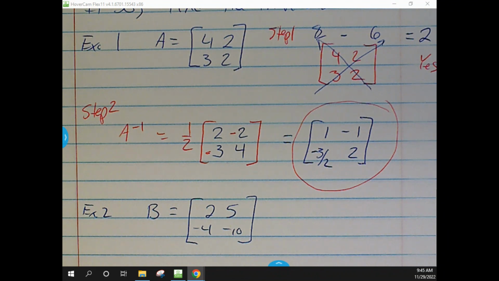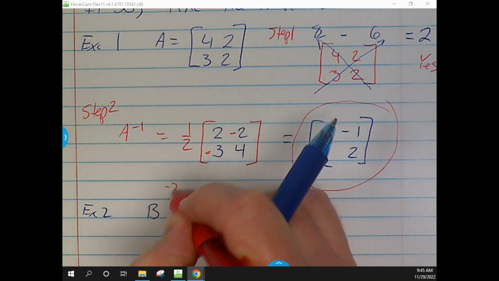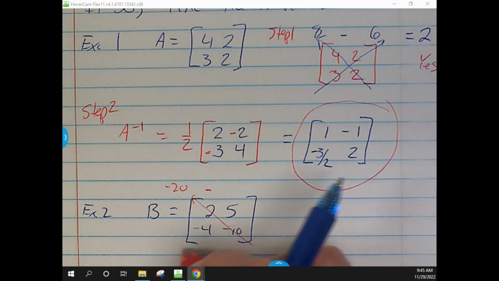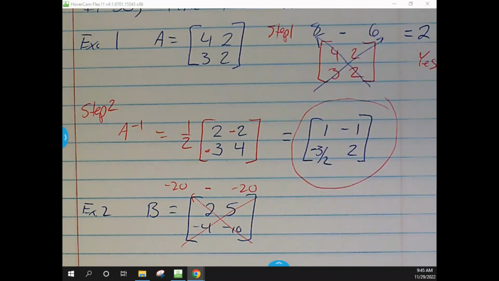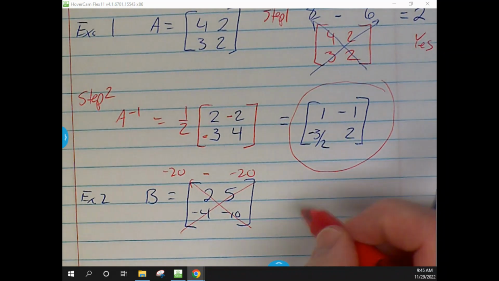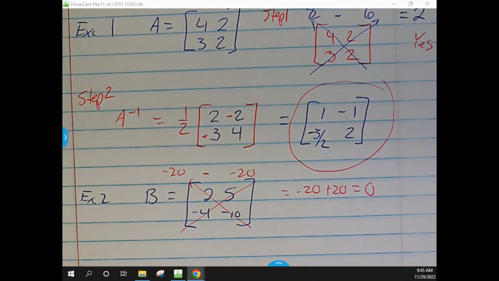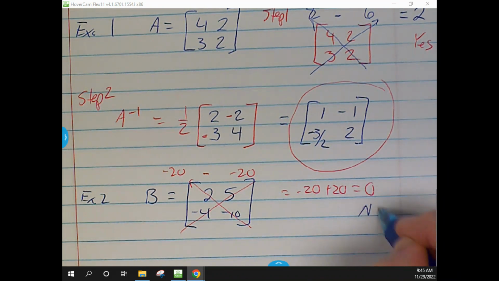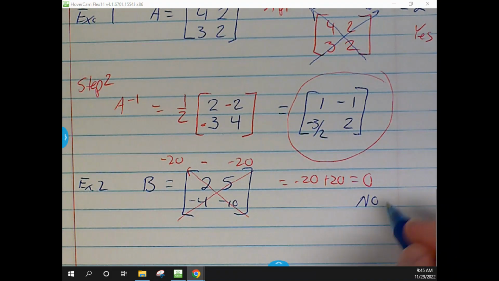Step 1 is you're going to find out what the determinant is. So it's 2 times negative 10, which is negative 20, minus 4 times negative 5, which is negative 20. So it's negative 20 minus negative 20, which is negative 20 plus 20, which is 0, which means there is no inverse for that particular matrix. So you don't have to do anything else.